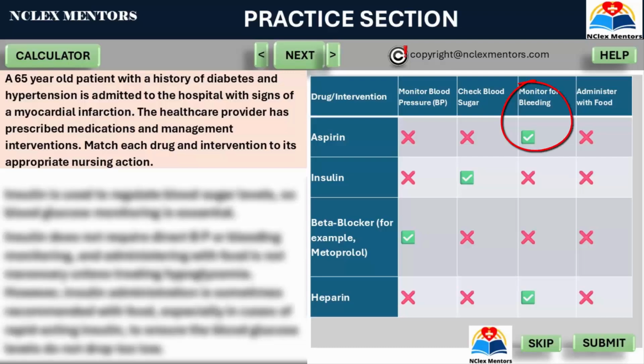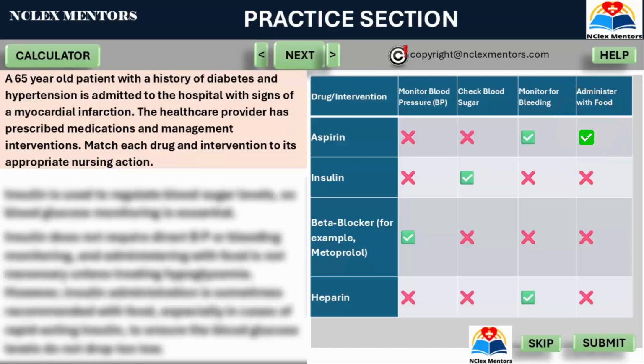First, let's see for aspirin. Monitor for bleeding. Aspirin is an antiplatelet agent that increases the risk of bleeding. Monitoring for signs of bleeding is critical. Aspirin does not directly require BP or blood sugar monitoring, and administering with food is not necessary unless to reduce gastrointestinal discomfort. While not strictly necessary, administering aspirin with food can help reduce the risk of gastrointestinal upset.